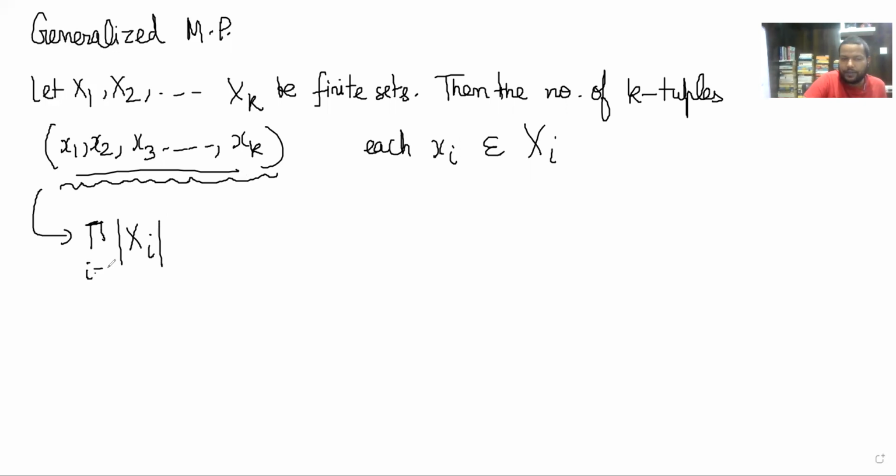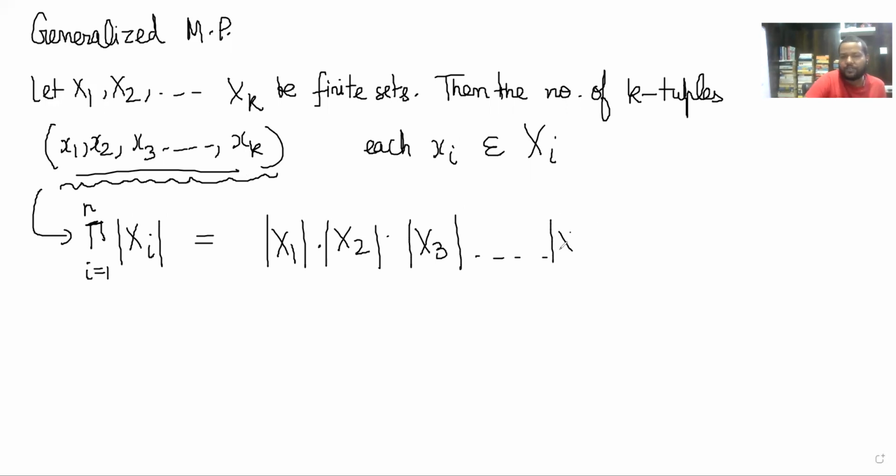Product of that, i goes from 1 to n, right? So basically it is mod of x1, mod of x2, mod of x3, and multiplying till we come to mod of xk actually here, right? So that is the number of k tuples that are possible.